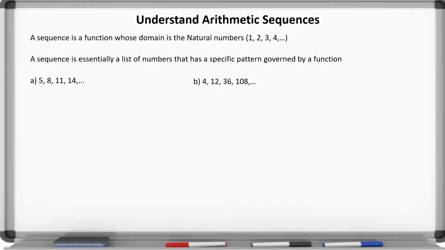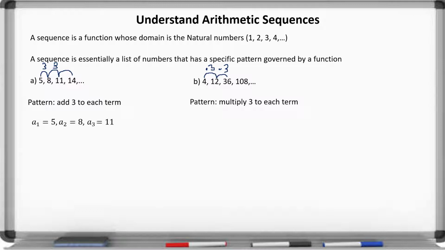Alright, so for the first part, the pattern is that you're going to add 3 to each term. So notice if I add 3 to 5, I get 8, 3 to 8, I get 11, and so on. And this pattern is consistent throughout. For the second sequence, we actually have a pattern of multiplying by 3. So 4 times 3 is going to give me 12, 12 times 3 is going to give me 36, and so on.